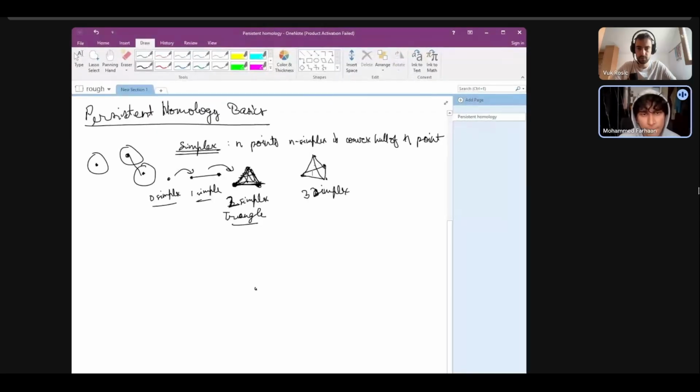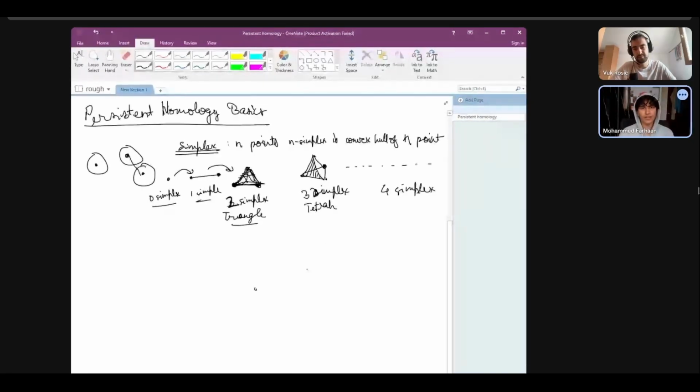Similarly, you can verify that any path between these 2 points lies within the tetrahedron. And we cannot draw a 4 simplex because that is in 4D. So like that, you can just generalize.